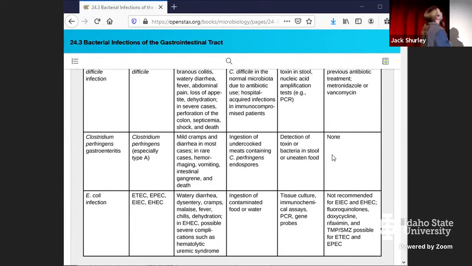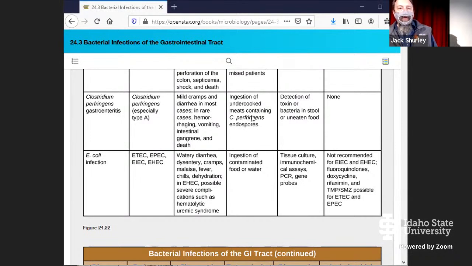All right. The Clostridium perfringens for gastroenteritis. These guys, there's other issues with perfringens, as we mentioned with some of the skin stuff for gas gangrene, but GI tract issues as well, right? So cramps, diarrhea, and possibility for hemorrhage, but that's a little more rare, right? And no treatment with that. Undercooked meats set the stage for Clostridium.